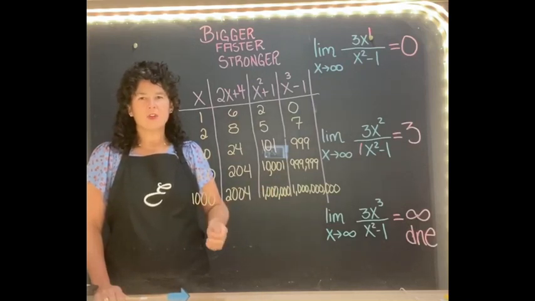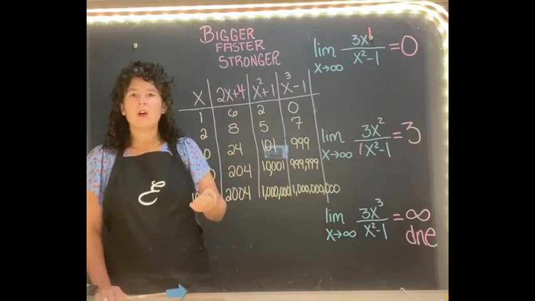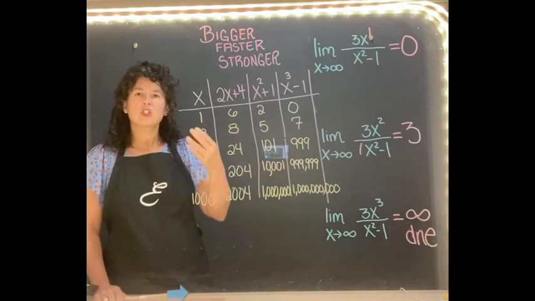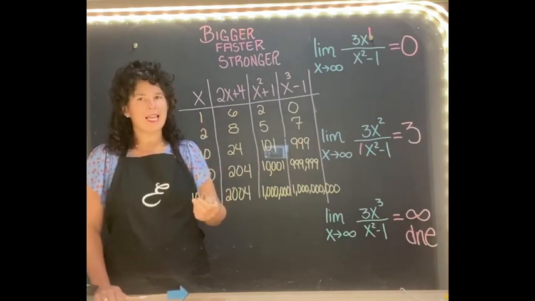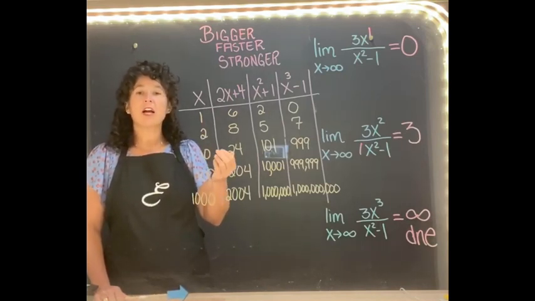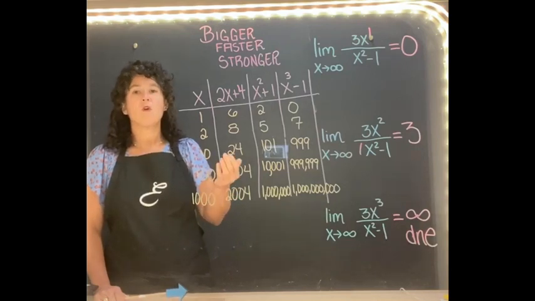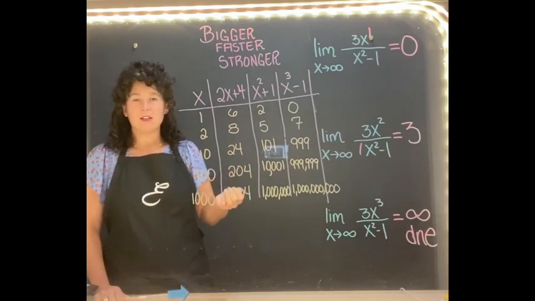Let's divide a few. Let's say 1 over 2. 2 divided by 10. 3 divided by 100. 4 divided by 1,000. 5 divided by 1,000,000.